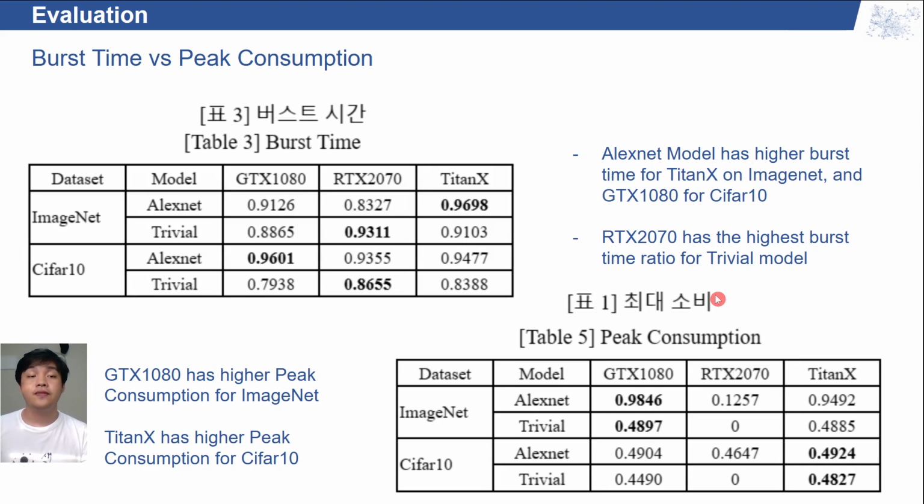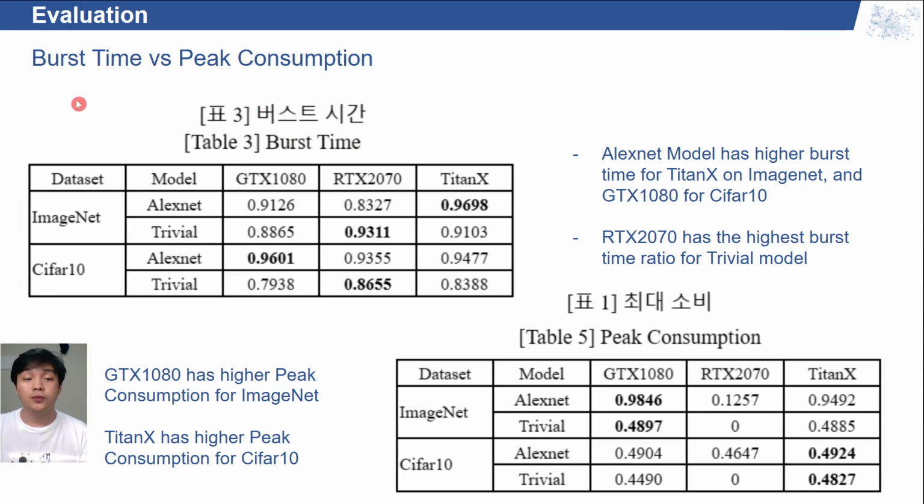So going further, once we finish gathering the GPU utilization and GPU memory utilization, we now convert the gathered data into burst time, idle time, and peak consumption using the defined criteria as previously mentioned.